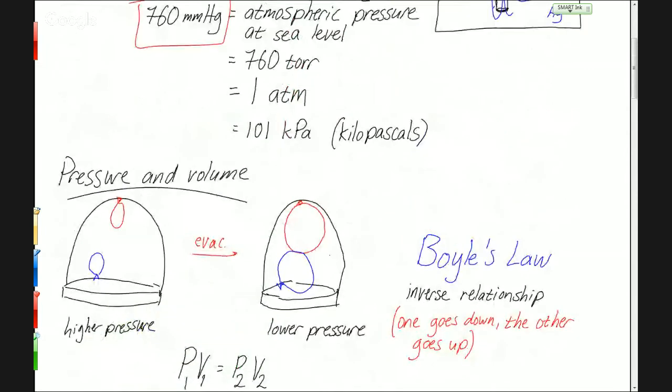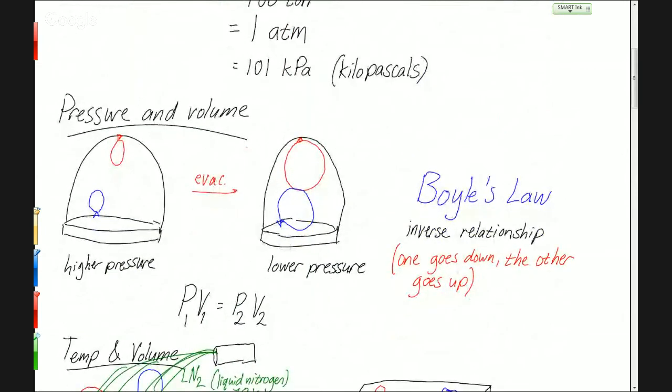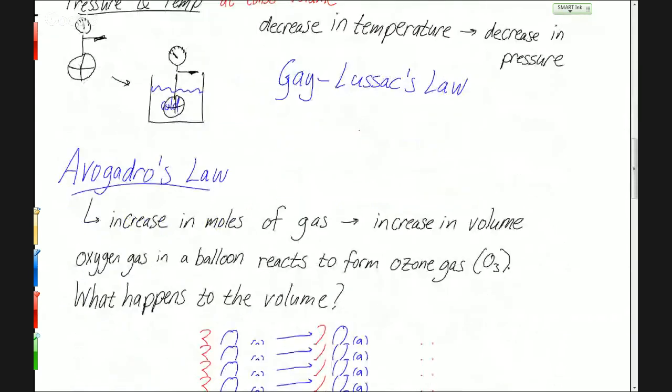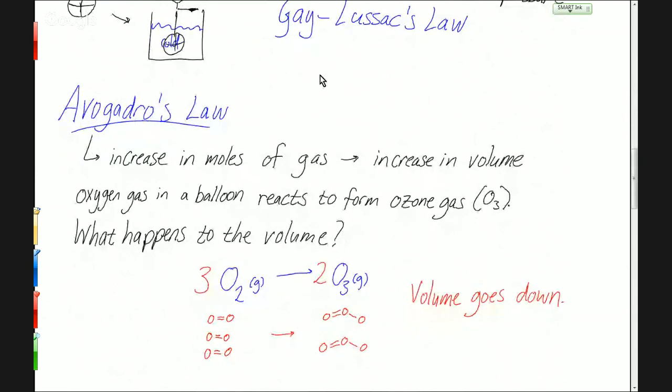Similarly, with Boyle's law, with pressure and volume, we have to be at constant temperature if we want to look at just that relationship. And then the last one, Avogadro's law, we can explain in the same way.